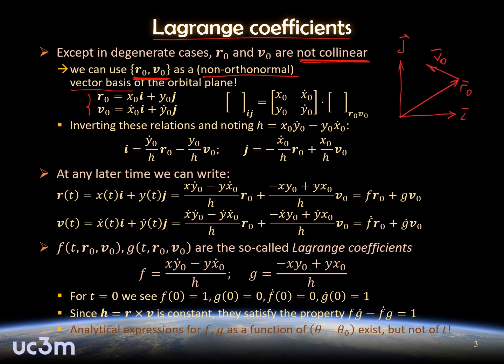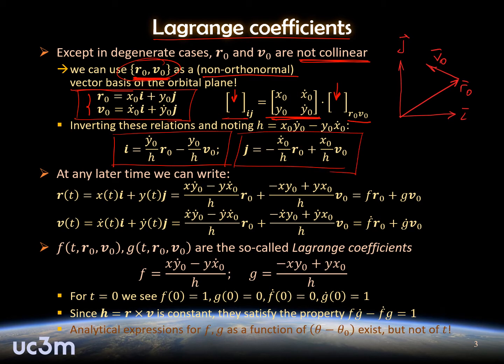Now, a different way of expressing these relations is that if we have any vector with the coordinates expressed in the R0, V0 vector basis, we can obtain the coordinates of this vector in the ij vector basis by pre-multiplying by this matrix. So this works as the rotation matrix between this non-orthonormal vector basis and the standard one. So if we invert these relations, and we solve for i and j in terms of R0 and V0, you can immediately obtain these expressions.